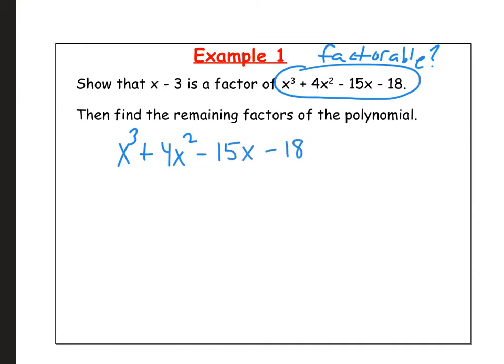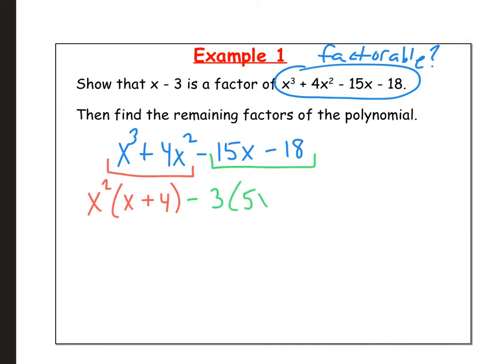So can we factor that guy? If we look at it again, there's no common factor in all 4 terms. But if we break it up into 2 groups, there is, I hope. So we take out an x squared, and we'd be left with x plus 4. Okay, and then with the other 2 terms, there's a minus in the middle. Now the greatest common factor of 15x and 18 is going to be 3. And we would be left with 5x minus 6.